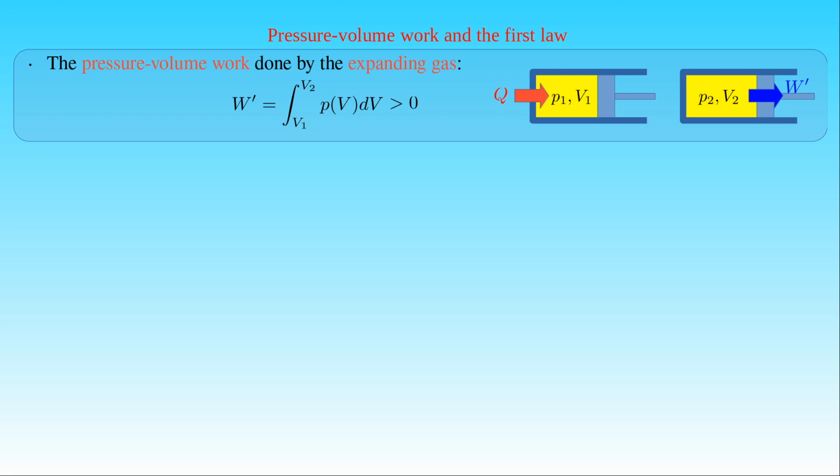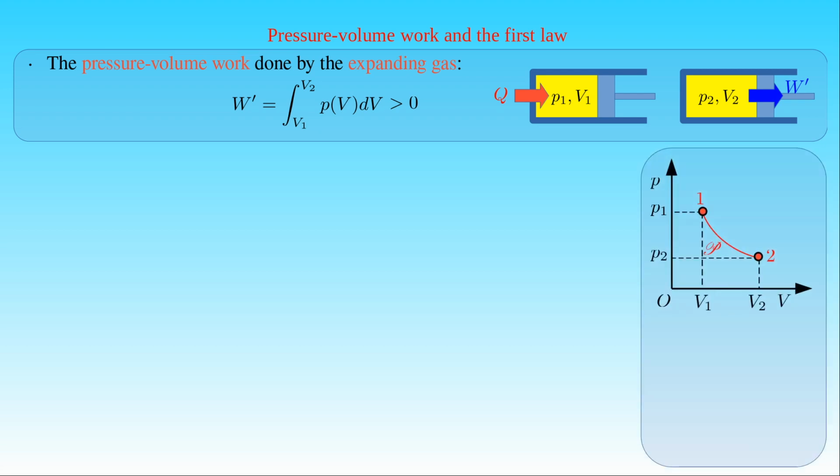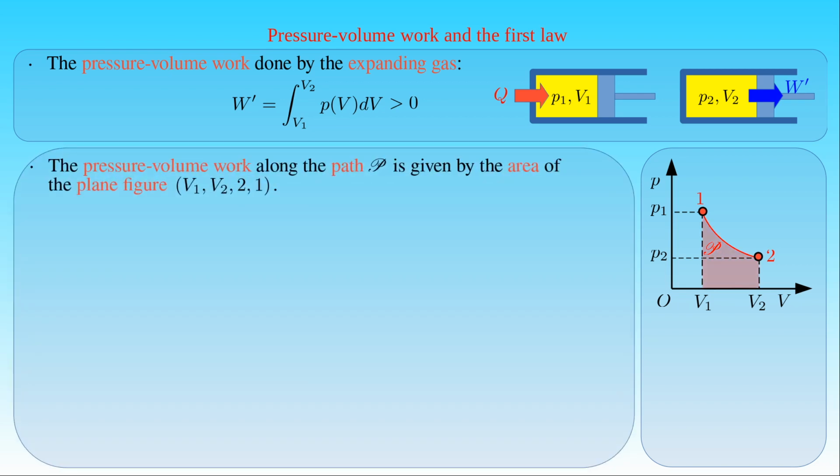We can illustrate the expansion of the gas by plotting the pressure volume diagram of the gas, where the states 1 and 2 of the gas are connected with the path calligraphic P representing the process of expansion. Then the area of the plane figure with the corner points labeled by the letters V1, V2, 2, and 1 under the curve calligraphic P gives the pressure volume work done by the expanding gas.